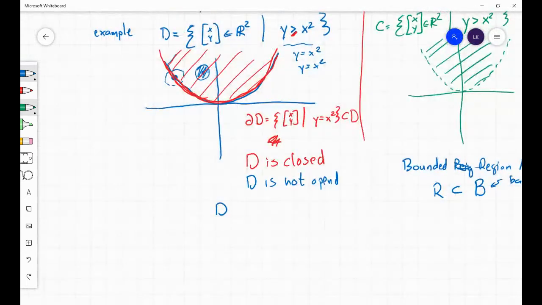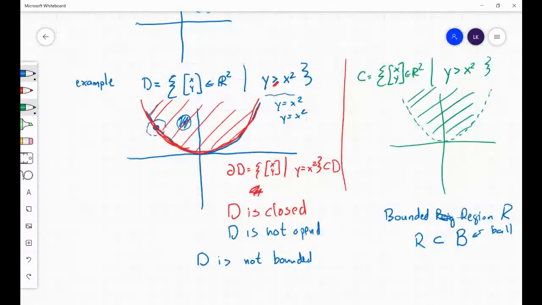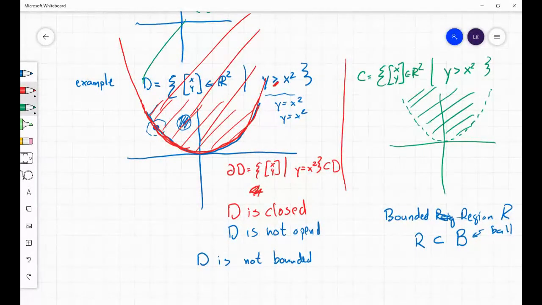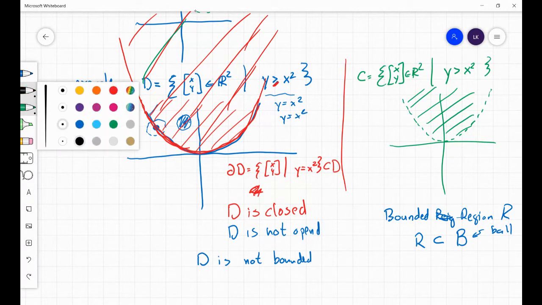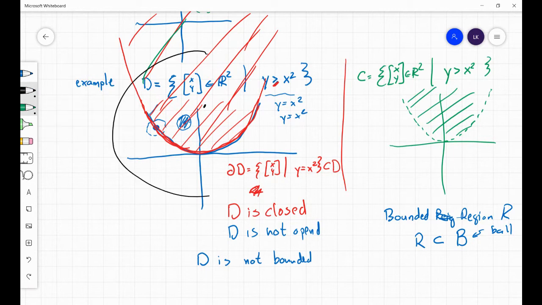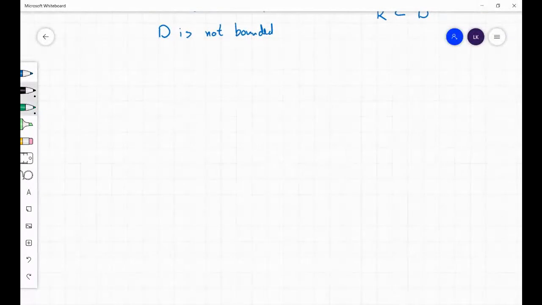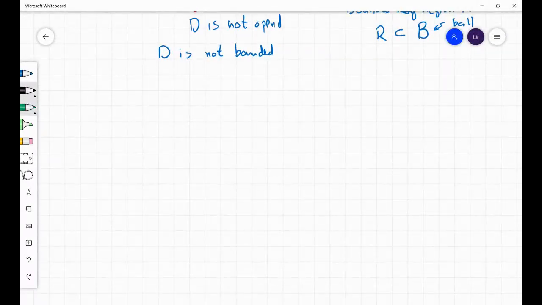By the way, here D is not bounded. Obviously, this parabola goes on forever. So this region cannot be contained in some finite ball. You choose a point, I don't care how large you want to make the ball, you're always going to have stuff that's outside of it. So the red region is unbounded.